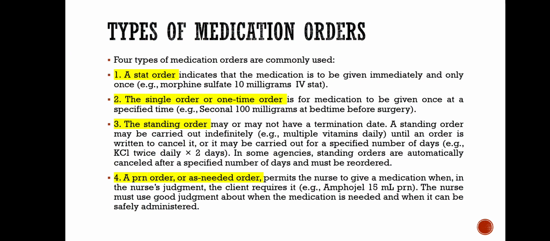So what are the types of medication orders? Okay, there are 4 types of medication orders that are commonly used in hospitals. We have stat order, a single order or a one-time order, the standing order, and a PRN order or as needed order. So isa-isahin muna natin. Pag sabihin nating stat order, it indicates that the medication is to be given immediately and only once. Again, pag sabihin natin stat, immediate yan siya, pero once lang siya, okay? So, example, morphine sulfate, 10 milligrams, IV stat.